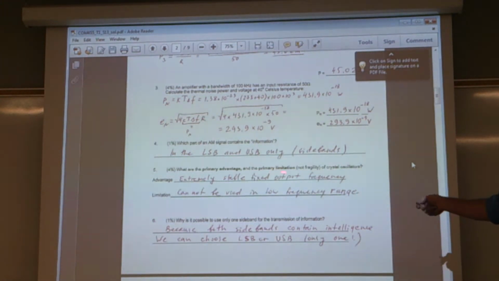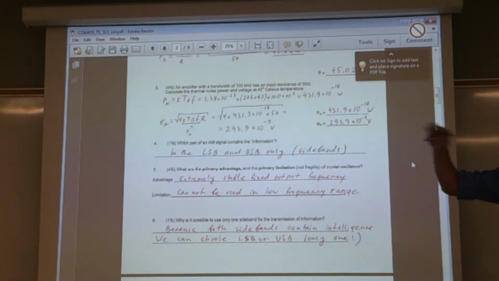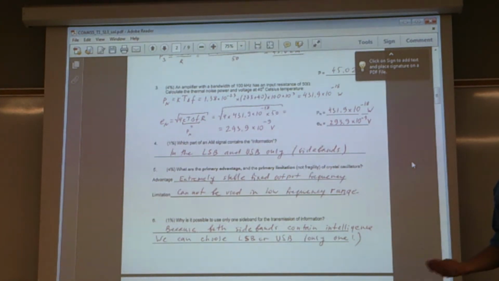Now, advantage and limitation of the crystal oscillator. Advantage: very stable and accurate, precise. What is the limitation? They only oscillate in the high region, megahertz, gigahertz. They do not oscillate in kilohertz, where actually all our radio frequency sits. That's the limitation.